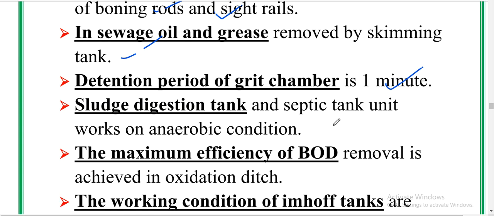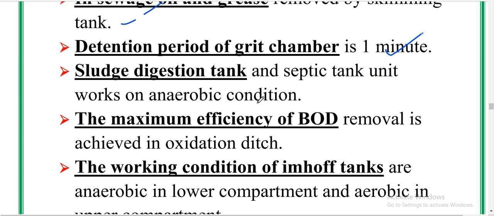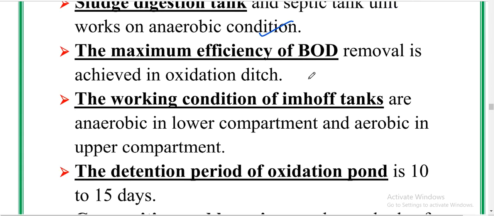Imhoff tank, digestion tank and septic tank units work under anaerobic conditions. The maximum efficiency of BOD removal is achieved in oxidation ditches.